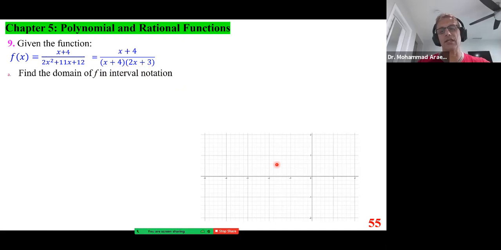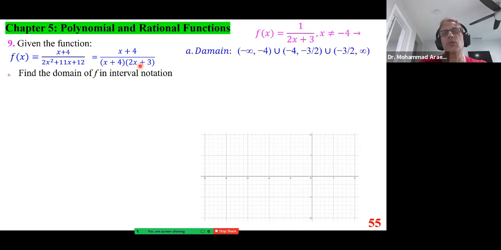But it does have an effect as far as the shape of the graph is concerned. So it is equal to 1 over 2x plus 3, and x can't be -4. So what is the domain? As I mentioned, x can't be -4, x can't be -3/2, and we write it in this fashion.